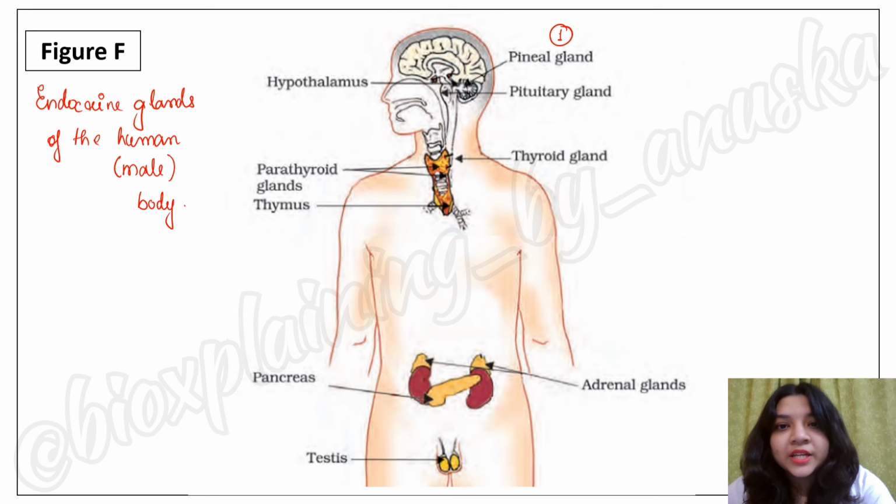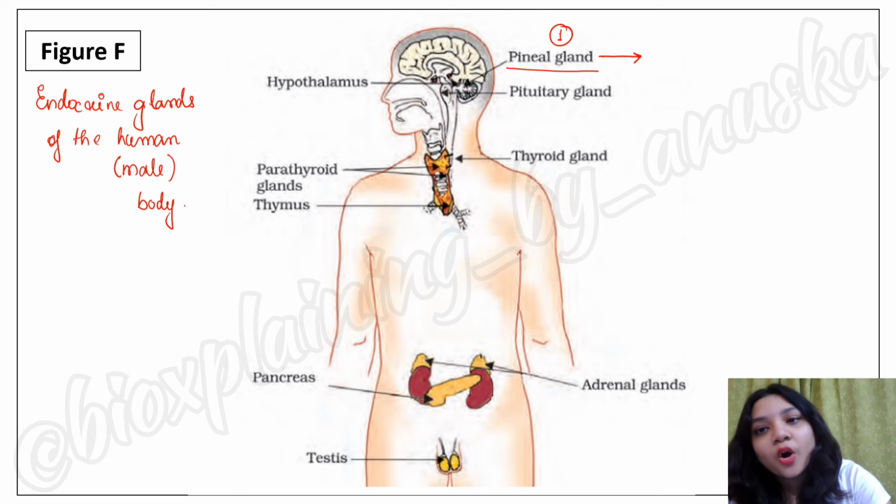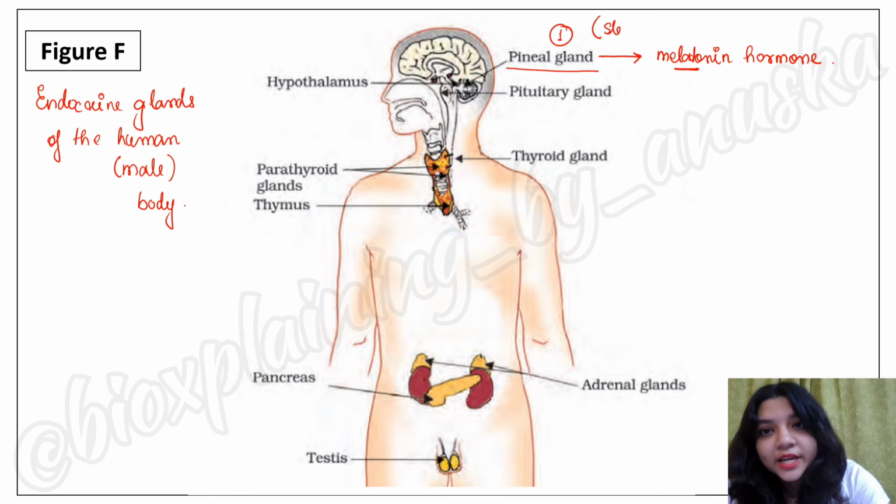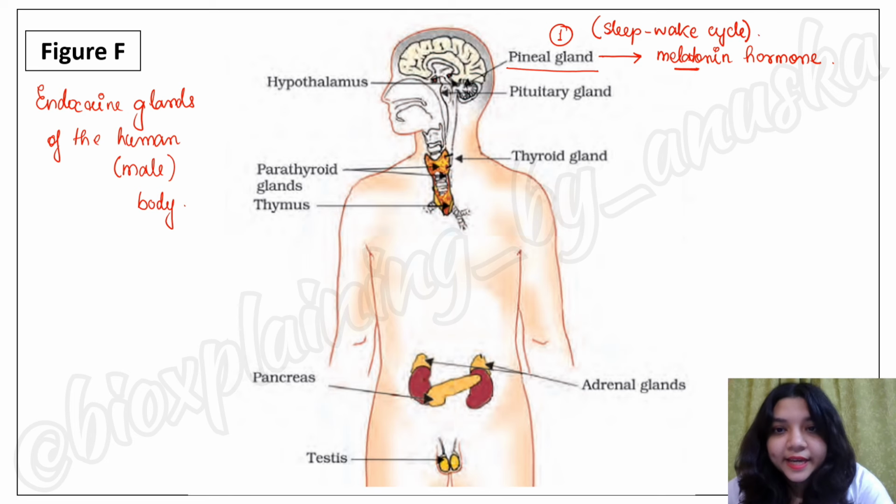Number one is what? Number one is the pineal gland, right on top. What is the function of the pineal gland? The pineal gland secretes a hormone known as melatonin hormone. Melatonin hormone. Bahut se bacche confuse kar dete hain melanin ke saath. No, this is melatonin. We say the pineal gland regulates the sleep-wake cycle. Sleep-wake cycle.